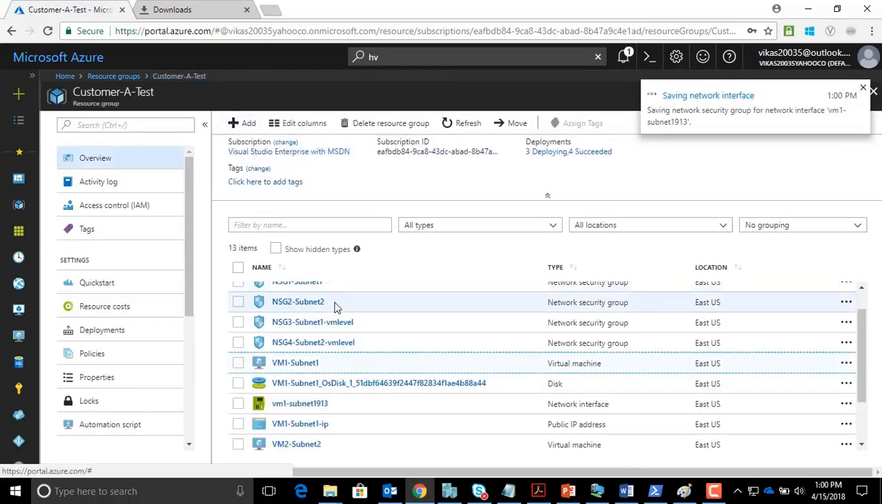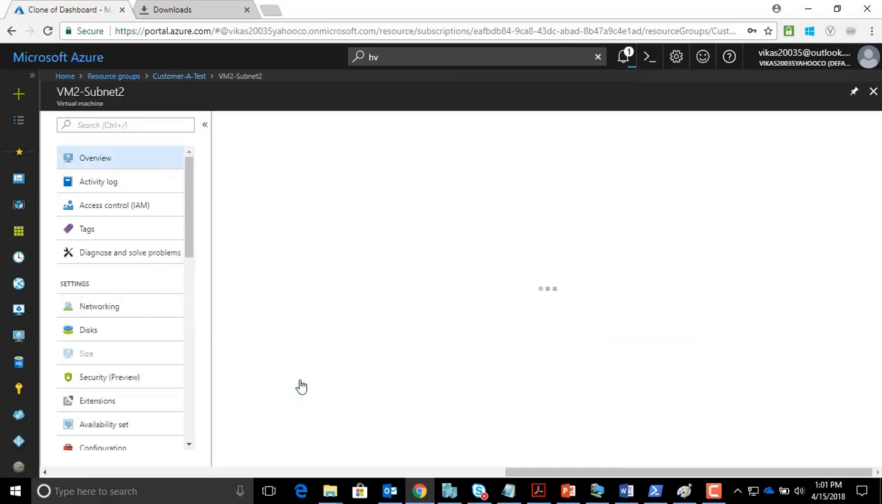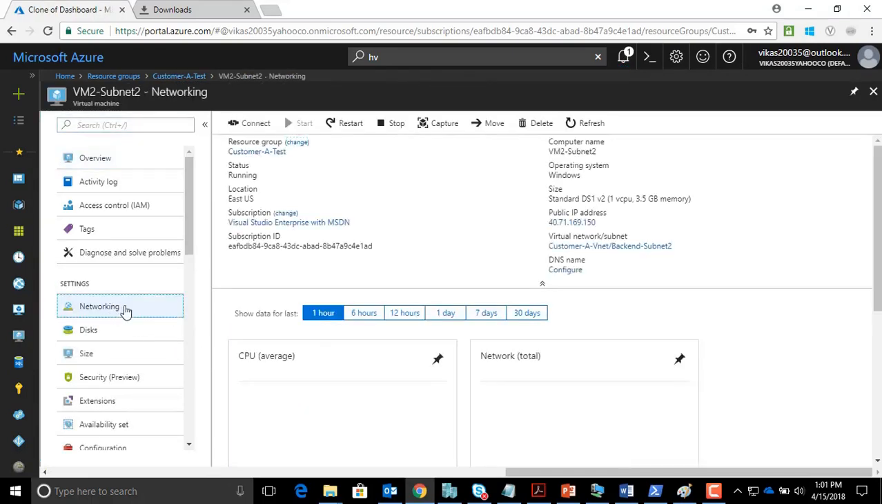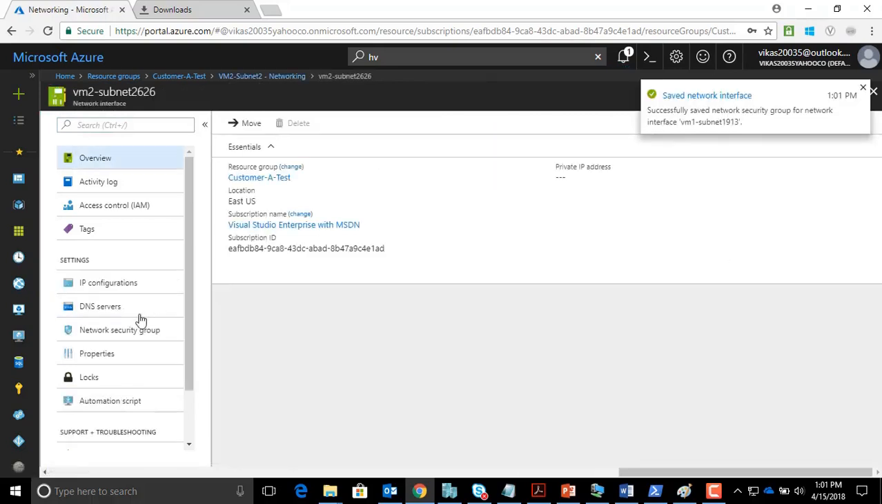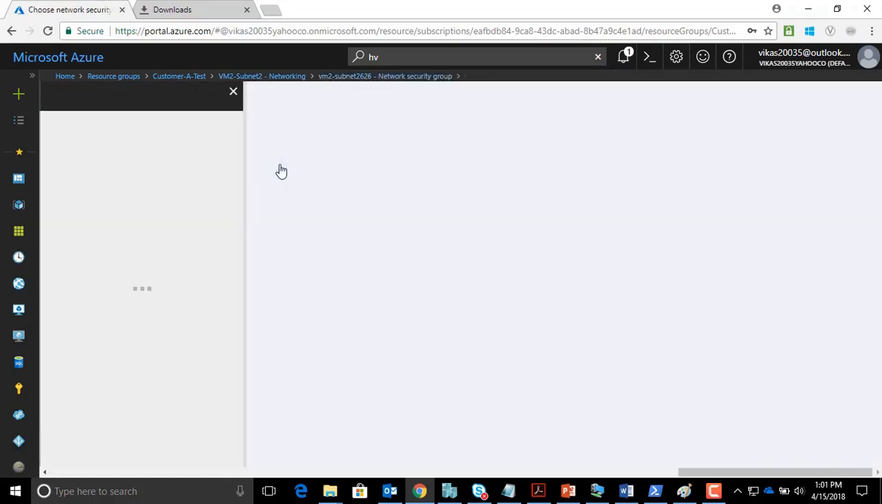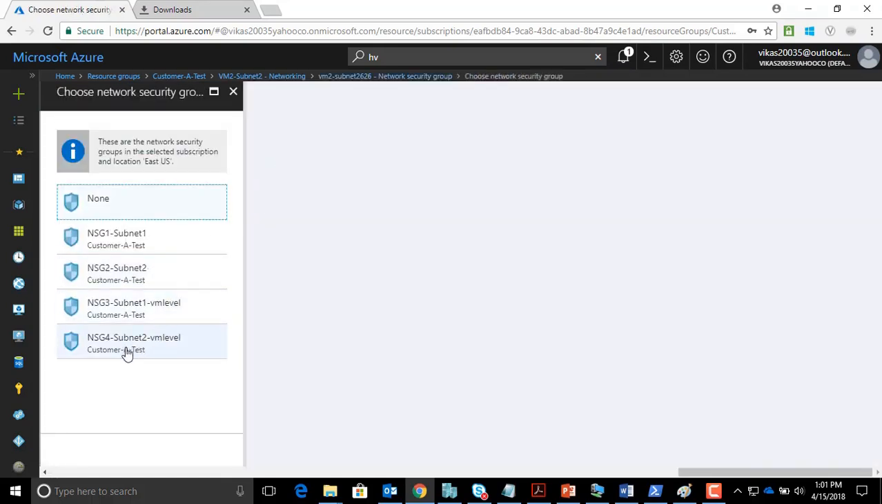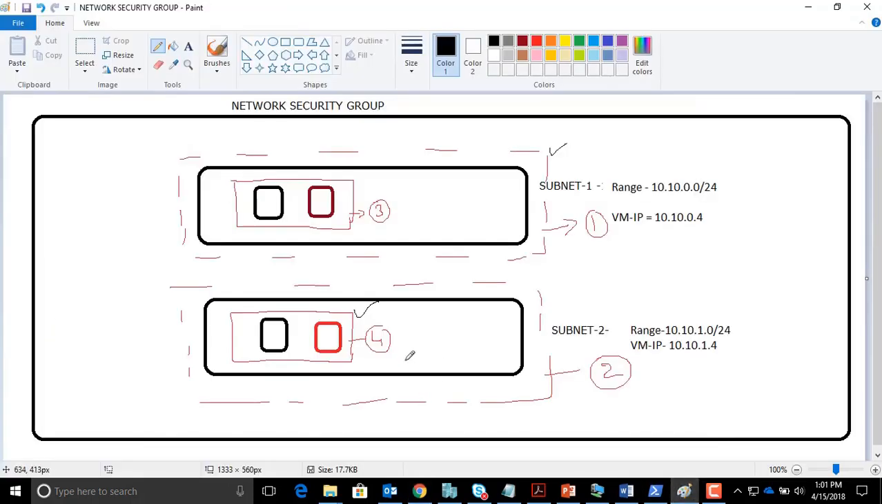Next I'll go to the resource group, VM2, subnet 2 VM. Again, go to networking, go to the NIC, and then NSG, edit, and finally link NSG4, subnet 2 VM level. So if you see my diagram, NSG4 is linked with subnet 2 VM level. That scenario is already configured now.